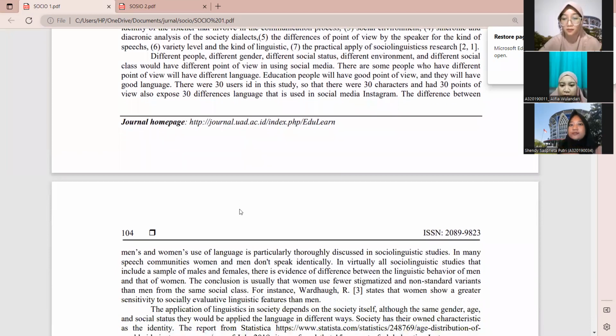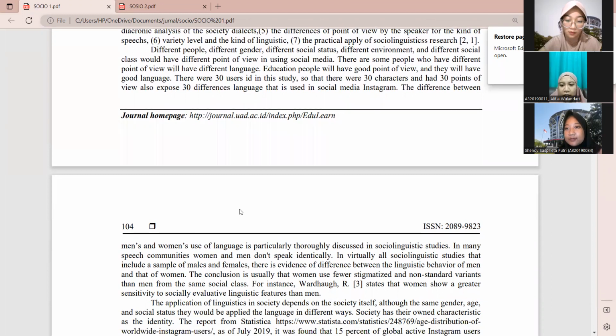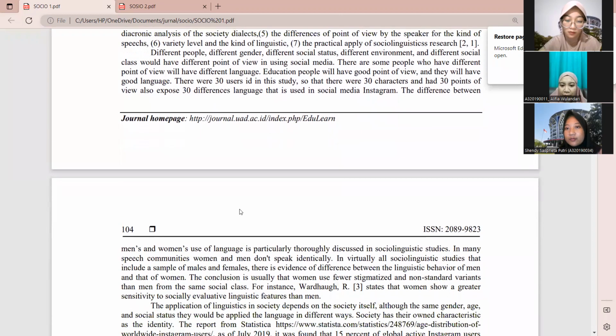The application of linguistics in society depends on the society itself. Although they have the same gender, age, and social status, they will apply the language in different ways. Society has its own characteristic as the identity. Okay, this was a long explanation.